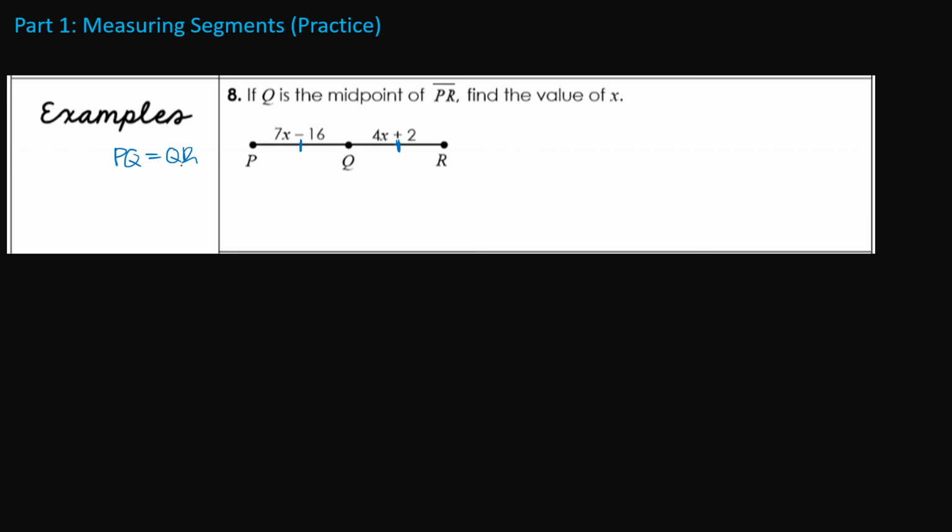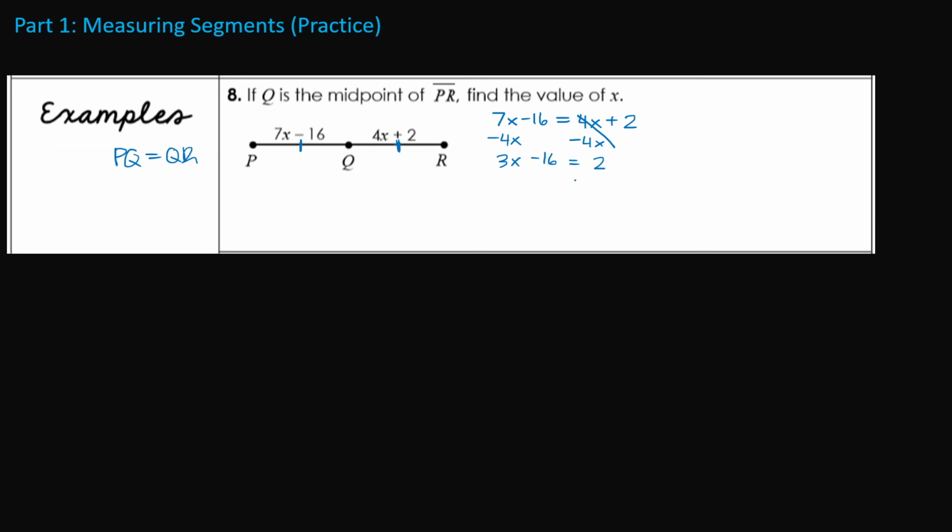So we modeled with our segment names. Let's put it in algebraically. So PQ is 7x minus 16, and that is equal to QR, which is 4x plus 2. So now we need to move variables to one side of the equation and constants to the other. Let's move positive 4x over by subtracting it from both sides. This is eliminated. And we have 3x minus 16 is equal to 2.